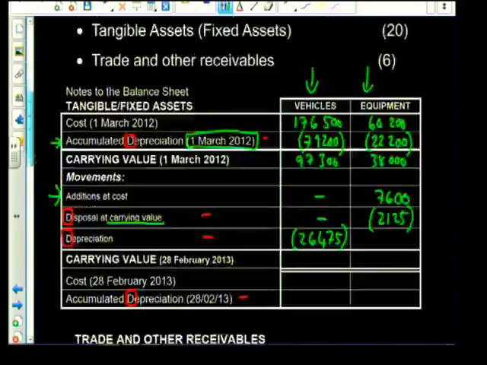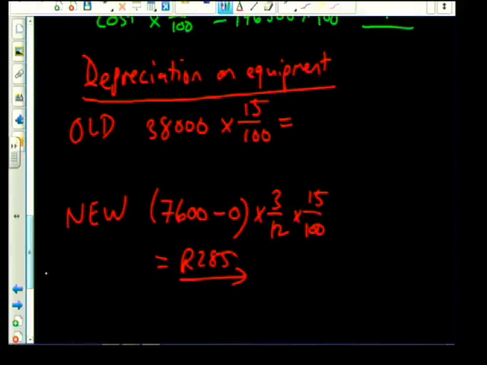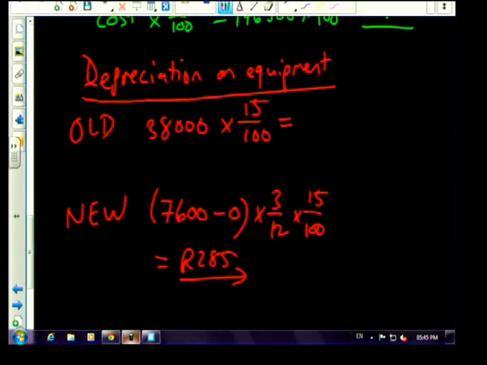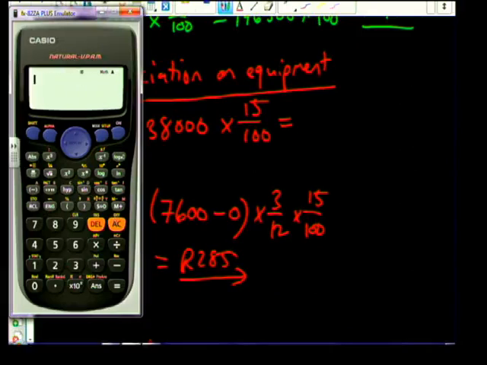So we can calculate this in its entirety here, 38,000 times 15%. If I get my calculator up, it's going to be 38,000 times 15%, and the answer that I want comes to 5,700.